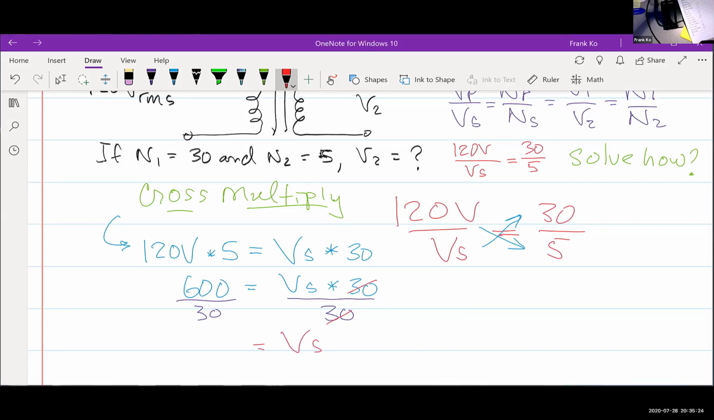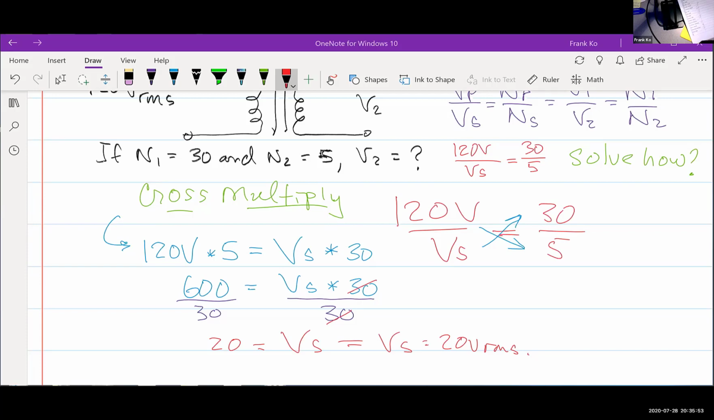And what is 600 divided by 30? Isn't that going to give us 20? Dana? Concur? Everybody? Do we get 20? Yes. 20. So Vs is equal to 20 volts. All right, 20 volts RMS. Are we good with this application? How do we do this again?